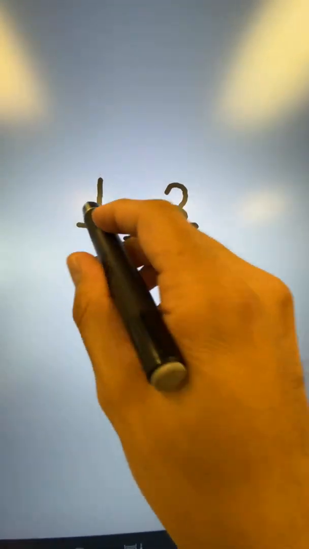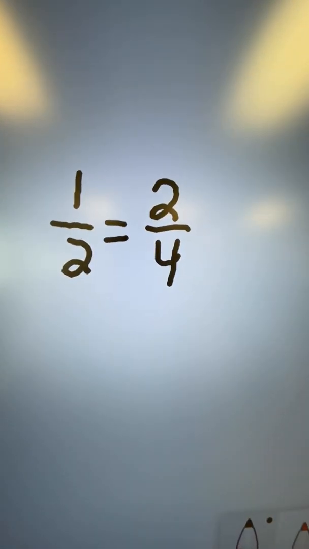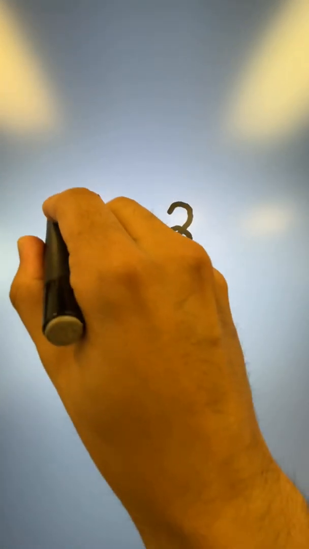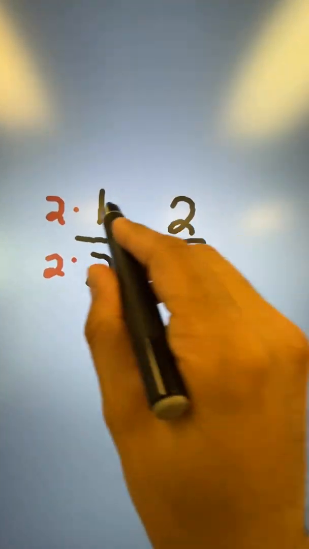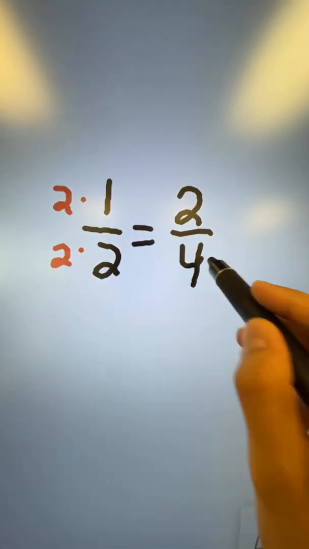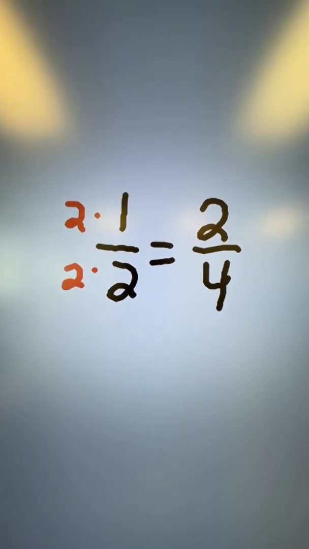so why it works. So we have 1/2 equal to 2/4. These are called equivalent fractions because 2/4 is just double the amount of this, right? Double this, you get 2. Double this one, you get 4. So that's why these are equivalent fractions.